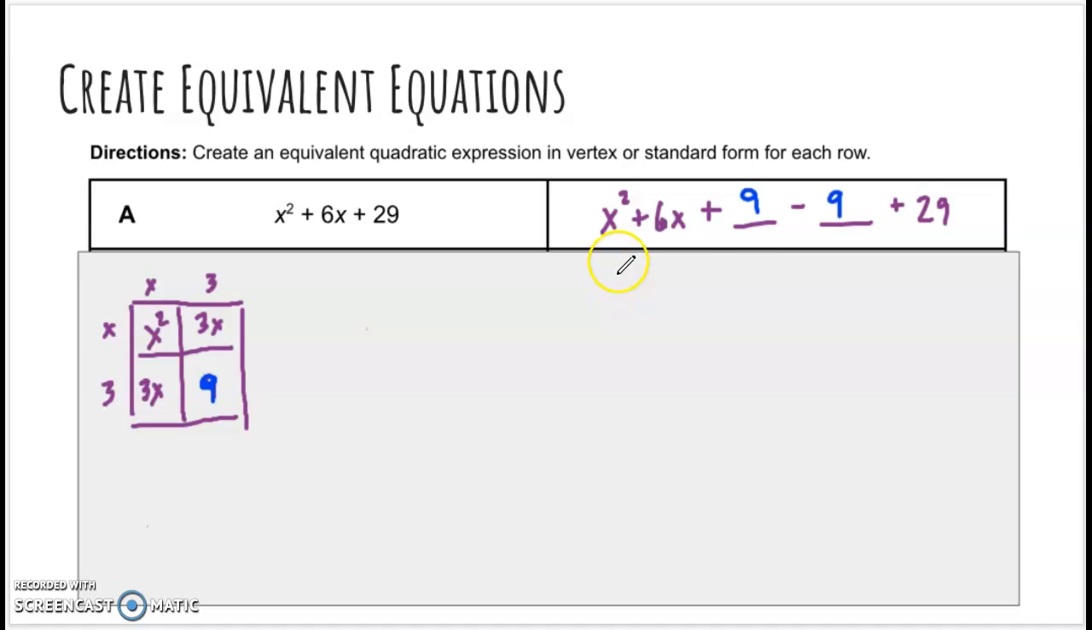When I do that, I've created a perfect square trinomial, x squared plus 6x plus 9, which is x plus 3 quantity squared. And outside of that parentheses, negative 9 plus 29 makes 20. So now I have just completed the square. And I didn't change my problem at all because I added 9 and subtracted 9. I really just added 0 in a really fancy way. So I did not change my equation.